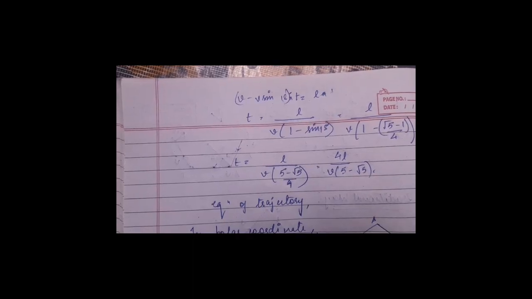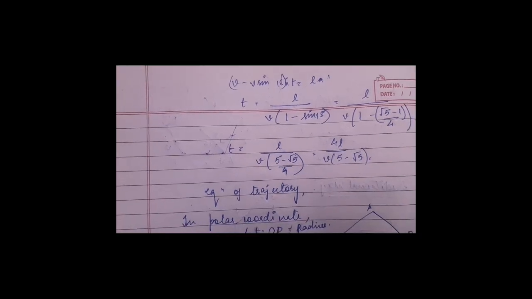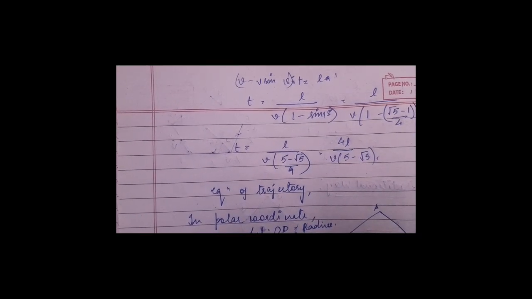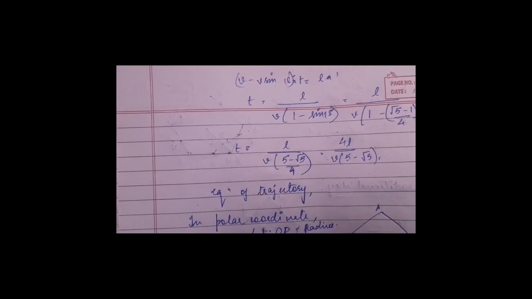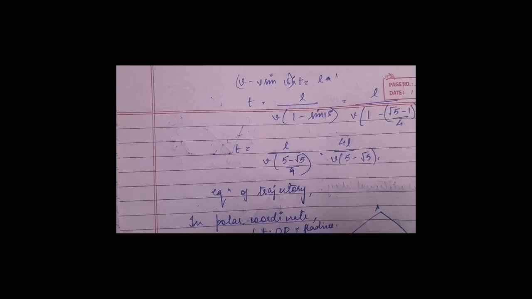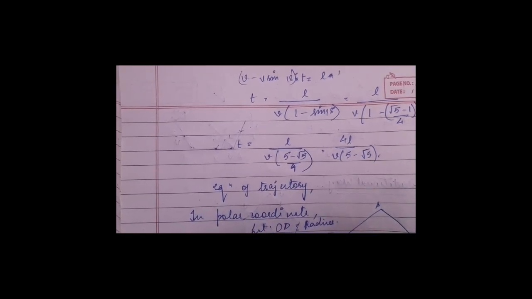So (v minus v sin 18) into t is equal to L. So t is equal to L divided by v into (1 minus sin 18). Sin 18 is (root 5 minus 1) by 4. So the time comes as L divided by v into (5 minus root 5) by 4, which is 4L by v into (5 minus root 5), which is the same. So the particles will be meeting at this time.